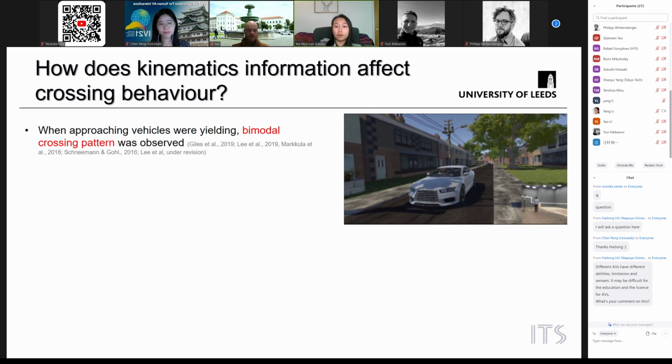So we did a lot of simulator studies, pedestrian simulator studies, trying to investigate how speeds, for example, how time gaps affect crossing behavior. And we often found this bimodal crossing pattern when the vehicle is yielding. A bimodal crossing pattern is that the pedestrians either cross when the vehicle is very, very far away, before the vehicle is even decelerating, or they wait until the vehicle comes to a nearly stop. They seldom cross in between when the vehicle is decelerating. So that's why it caused this bimodal, two peaks of crossing pattern that we often observed.